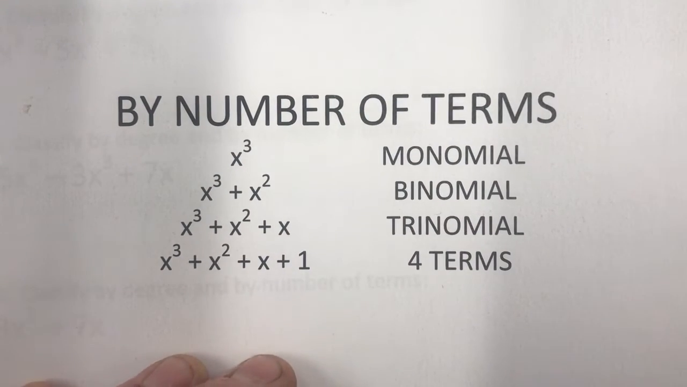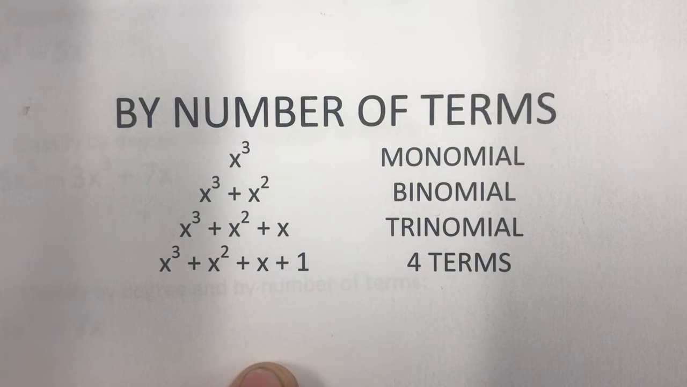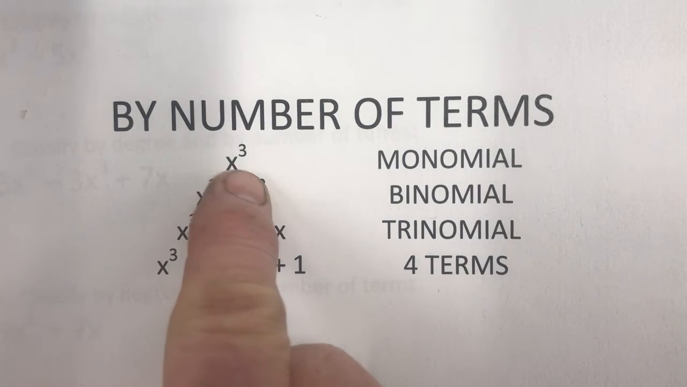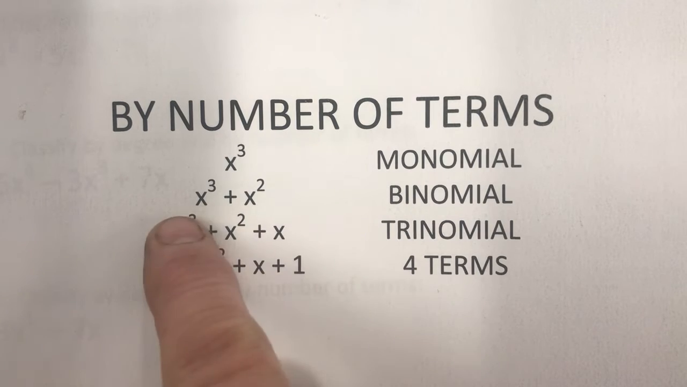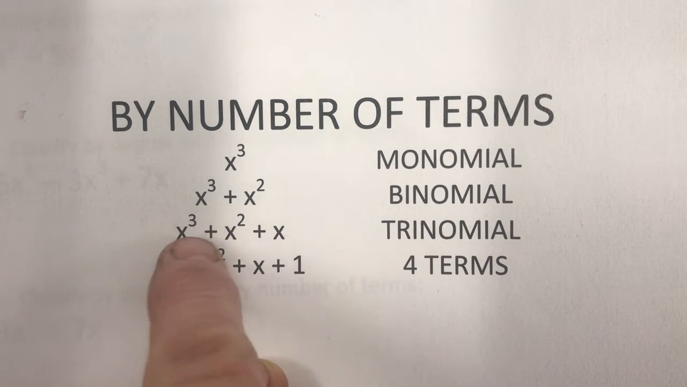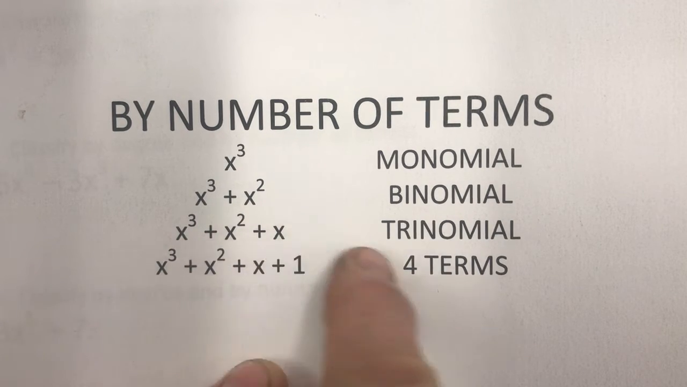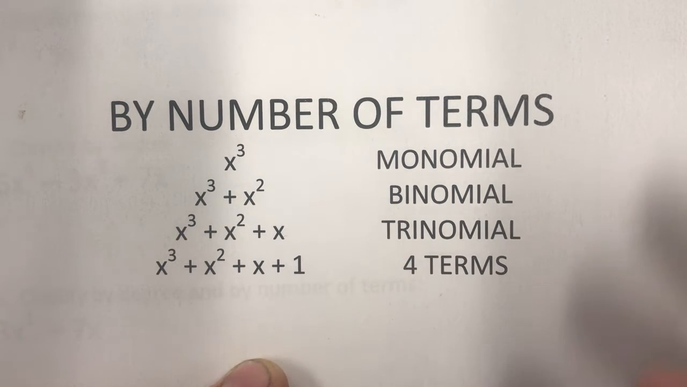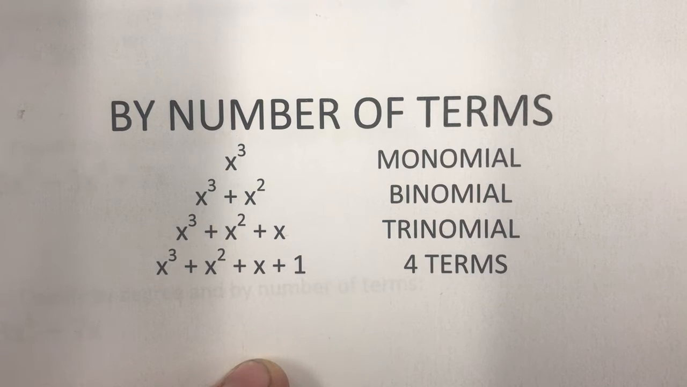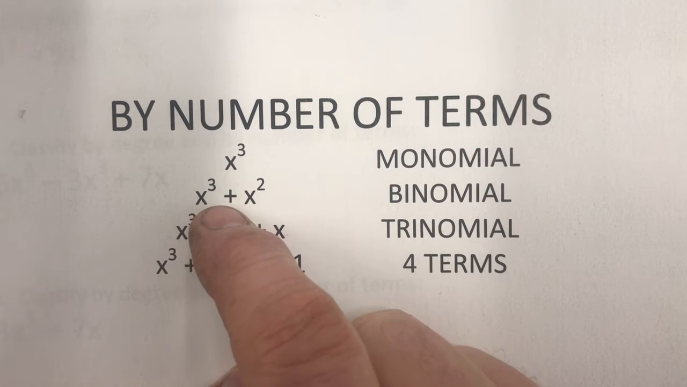You also can name polynomials by the number of terms. Okay, so if you only have one term, it's a monomial. If there's two terms, binomial. Three terms, 1, 2, 3, trinomial. And then, of course, four terms, we just say it has four terms. Okay? Now, what separates your terms is pluses or minuses.